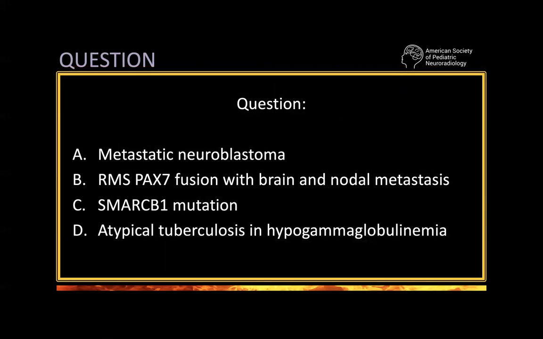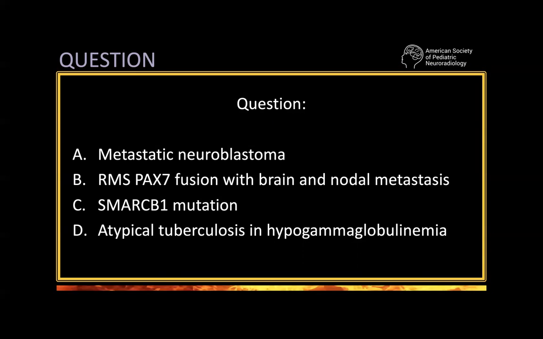Among aggressive tumors, there is the possibility of metastatic neuroblastoma. However, metastatic neuroblastoma very rarely involves the nodes, but it is possible, and it very, very rarely involves the brain parenchyma. Normally, we would expect metastasis in the skull. And then you have rhabdomyosarcoma, or SMARCB1 mutation, or atypical tuberculosis in immunodeficiency.